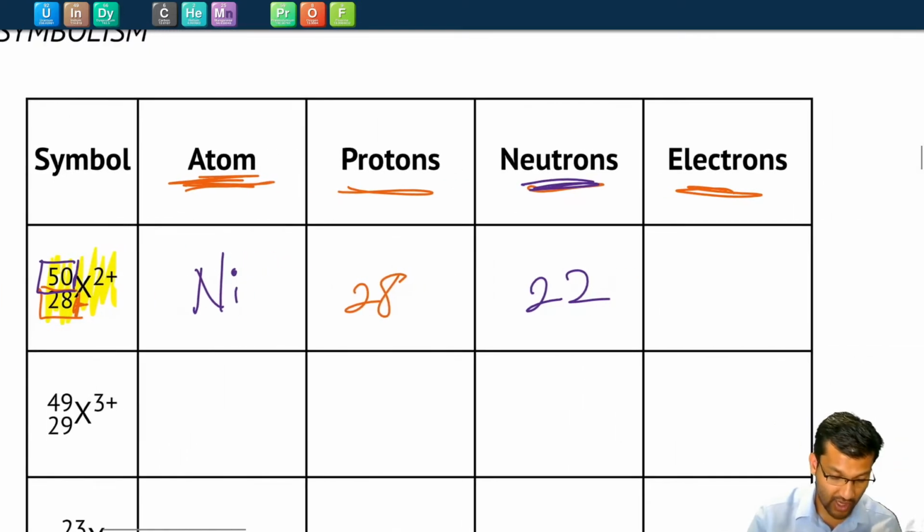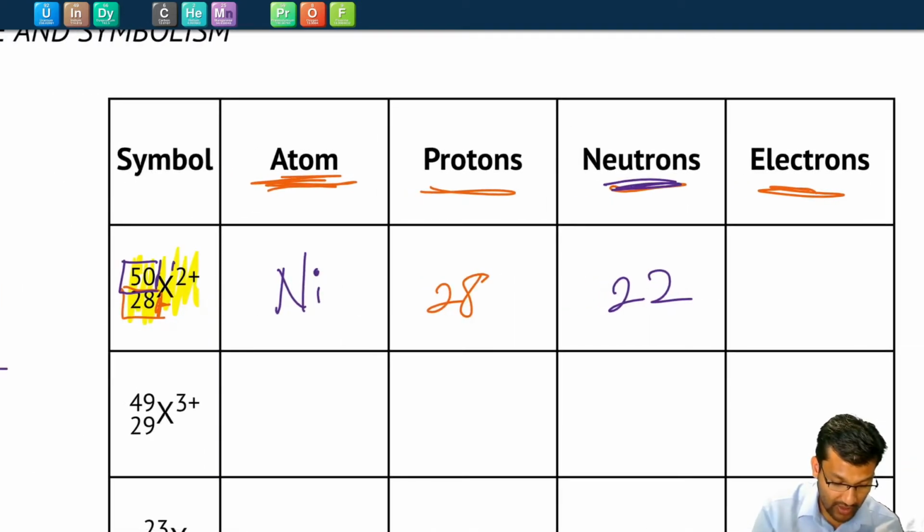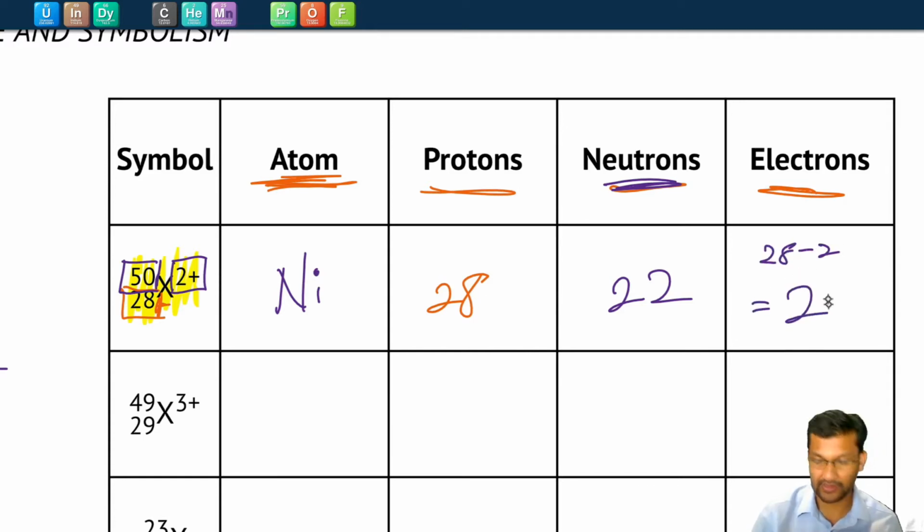And for the electrons, we just look at the charge. If the charge is 0, it means the protons and electrons are the same. But this has a charge of plus 2, which means there are 2 more protons than electrons. So the number of protons is 28. The number of electrons will be 28 minus 2, which is actually 26.